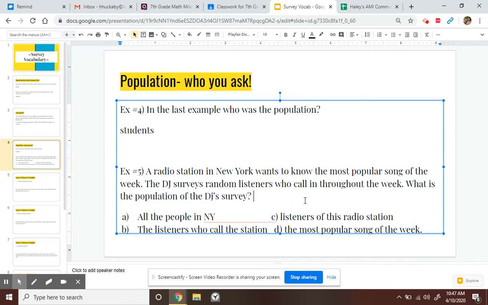A radio station in New York wants to know the most popular song of the week. The DJ surveys random listeners who call in throughout the week. What is the population of the DJ survey? So we have 4 options here. It's either all the people in New York, the listeners who called the station, listeners of this radio station, or the most popular song of the week. Who are they asking? They're asking all the people in New York, yes, that listen to the radio station, but who are the only people that have given you the answers? The people who call into the station. So that is your population on this one.